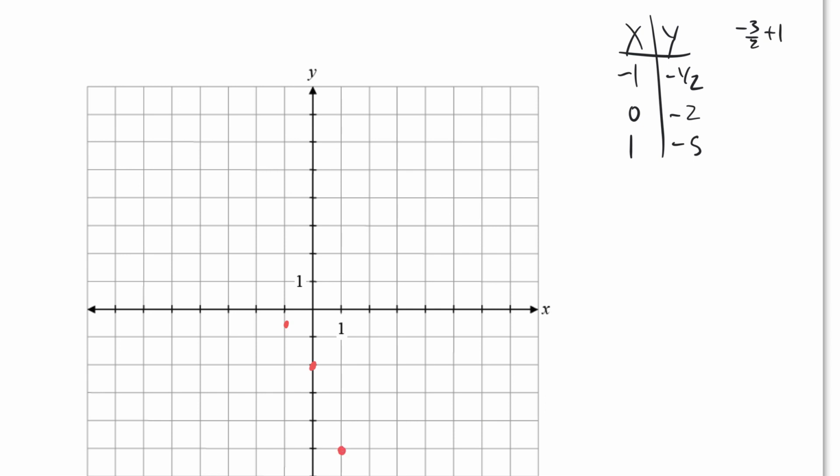Now, we could go ahead and just connect the dots and make some exponential shape, but we need one last feature. We need to know where the horizontal asymptote is, because that's going to help guide our graph. And if you remember, we had a plus 1 at the very end. That plus 1 means we're going to have a horizontal asymptote at y equals 1. Now with that guideline, we can go ahead and connect the dots, and we have this beautiful graph ready to go.